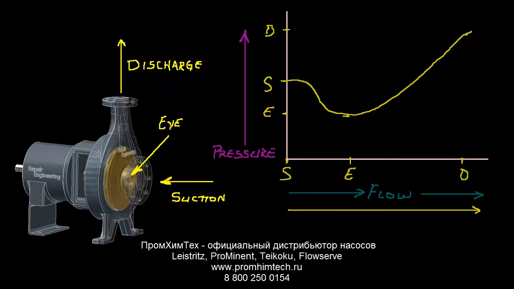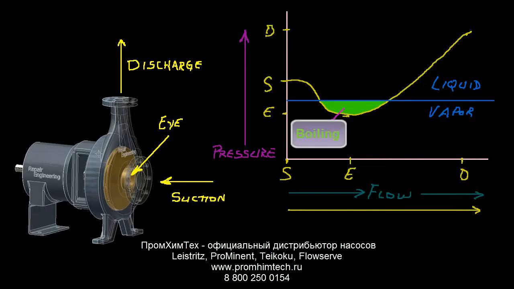Okay, let's try a different example. In this case, let's assume that the boiling pressure is located here, higher than previously. Again, you can think of this as the line at which boiling occurs. Everything above this line is a liquid, and below the line is a vapor. Notice this area right here where the pump curve line is lower than the vapor pressure line. This is the area where gas bubbles are being formed in the fluid.